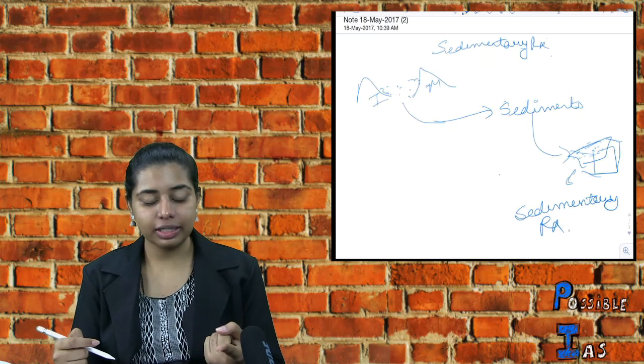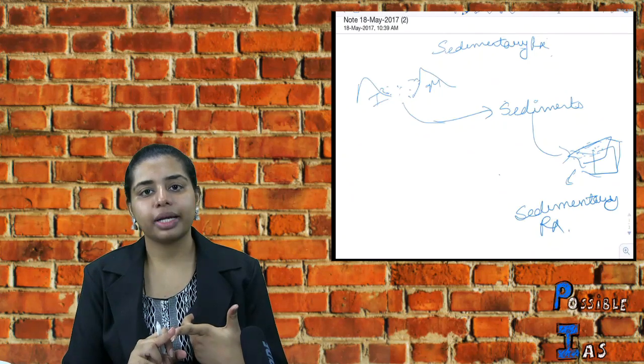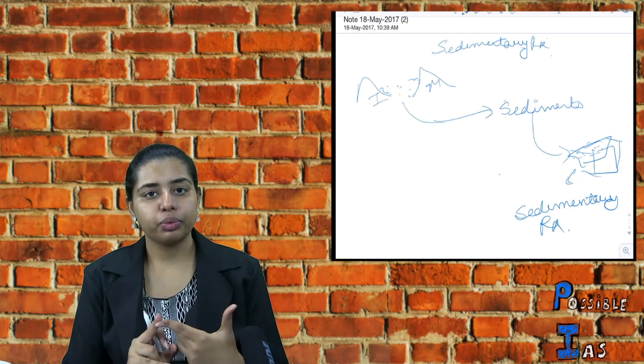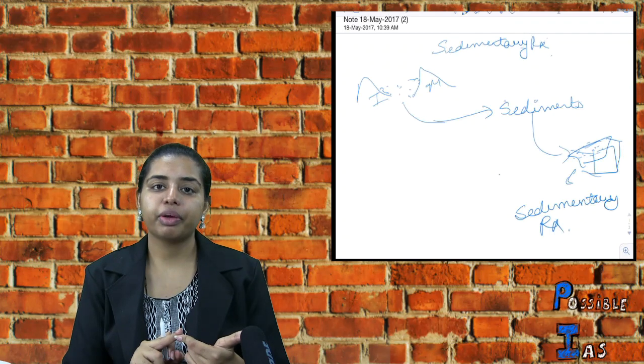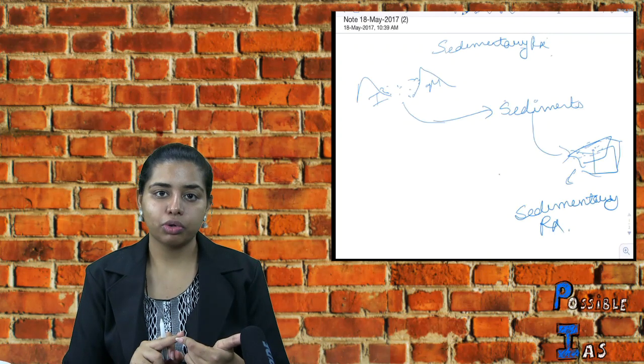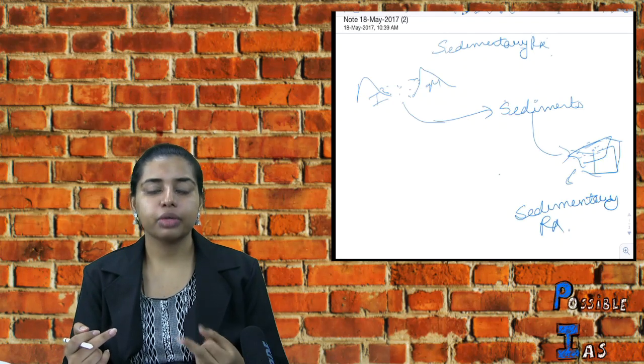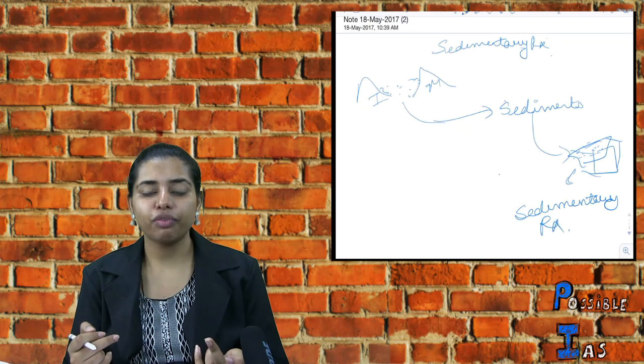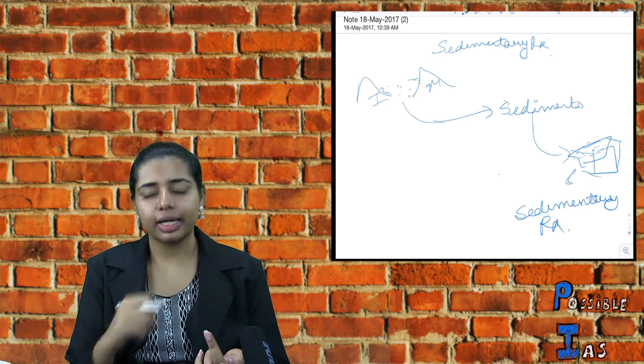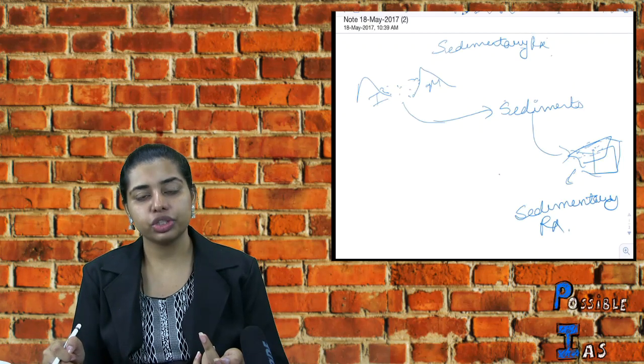So again revising it, igneous rocks are formed directly by the magma. They are of two types. If they cool and solidify beneath the surface of earth, they are known as plutonic. If they solidify above the surface of earth, they are known as volcanic. Then you have the metamorphic rocks. Metamorphic rocks are the igneous and sedimentary rocks that have been subjected to pressure and temperature changes.